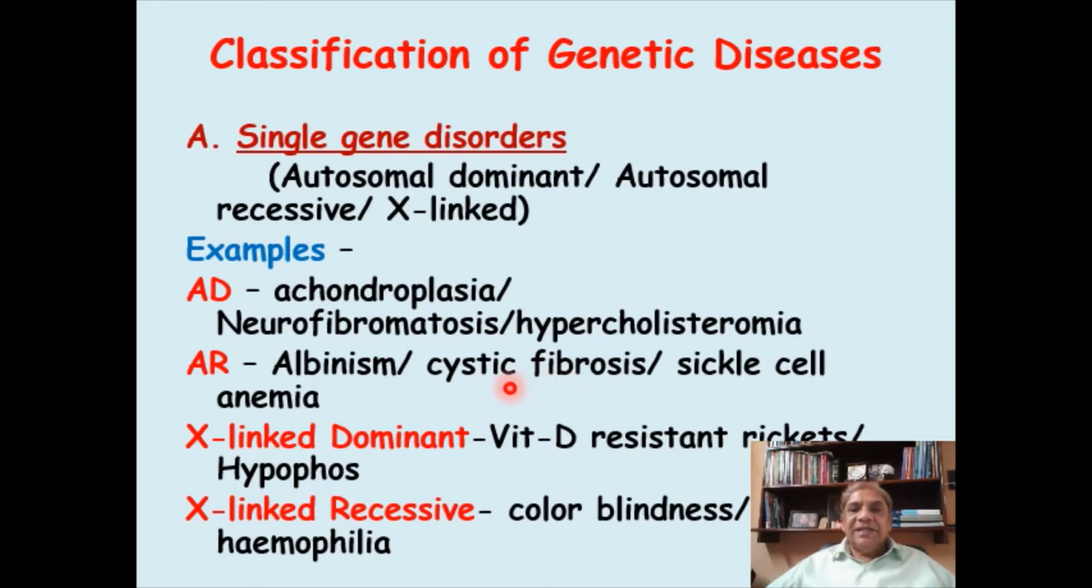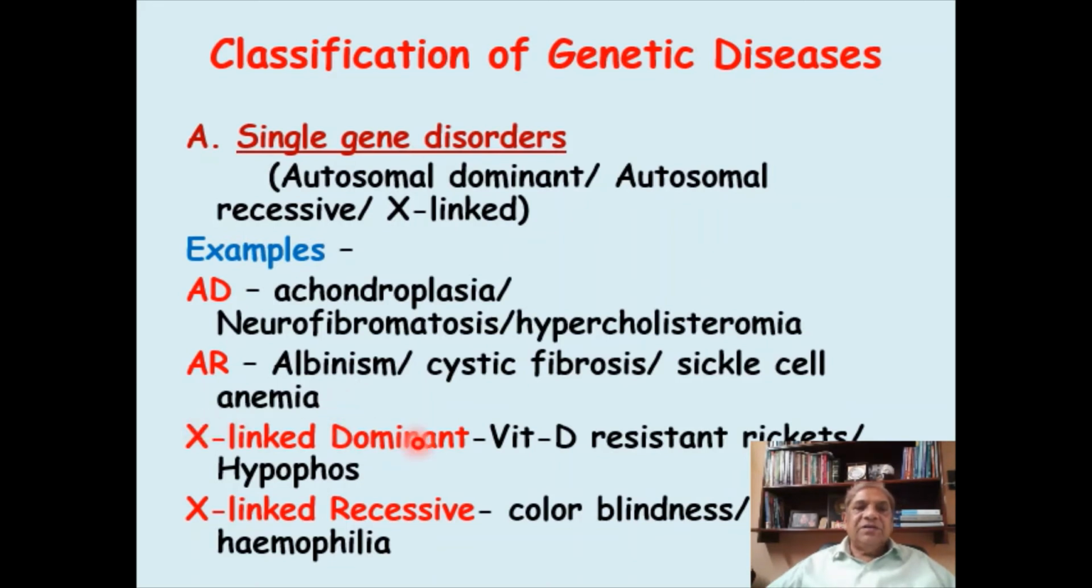Then sickle cell anemia. You must have heard about sickle cell, where the RBC shape changes and the cells are destroyed, so this leads to anemia. That means the oxygen carrying capacity of the blood reduces tremendously. They are always air hungry, I mean hungry for oxygen.